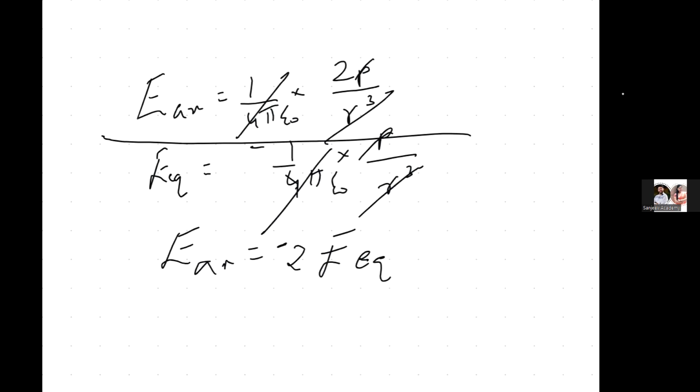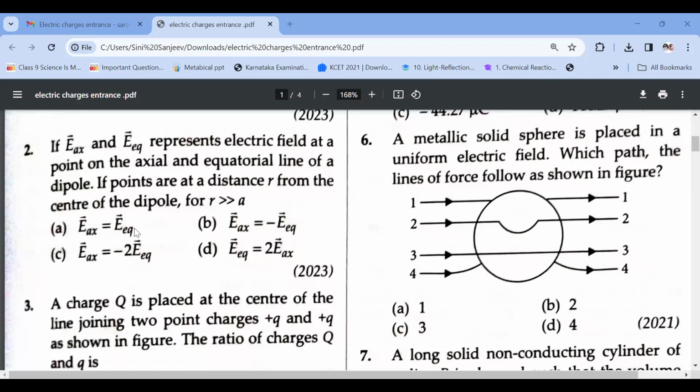So the option for this is option C. Option C is the answer for this. E axial is equal to minus 2 E equatorial. Because we have to know that for the axial line it is 2p by r cube. For the equatorial line it is p by r cube. And we have to know the full formula, that the negative sign is there for equatorial. Equatorial it is negative.